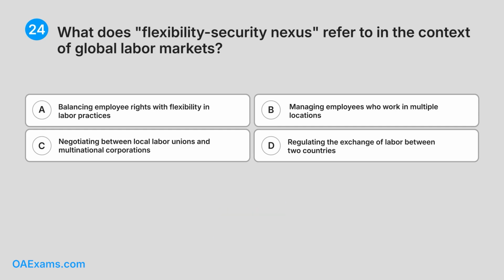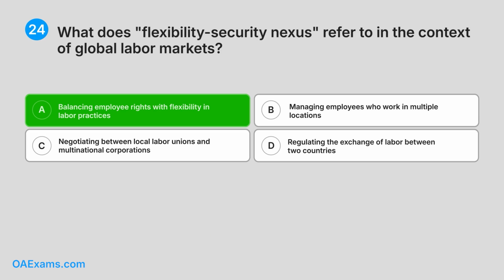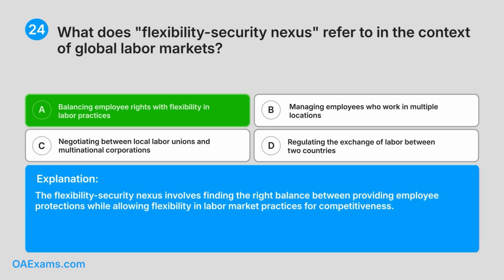Correct answer. A. Balancing employee rights with flexibility in labor practices. Explanation. The flexibility security nexus involves finding the right balance between providing employee protections while allowing flexibility in labor market practices for competitiveness.